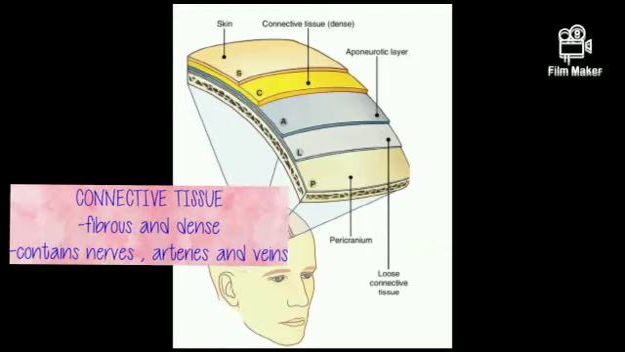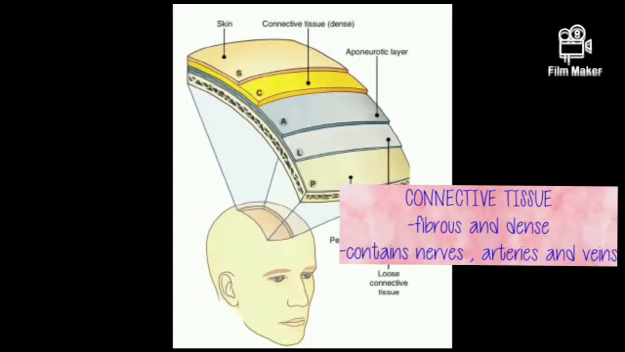The second layer of the scalp is connective tissue, and it is a dense subcutaneous layer of fat. It mainly contains fibrous tissue. This layer contains the nerves, main arteries and main veins of the scalp.